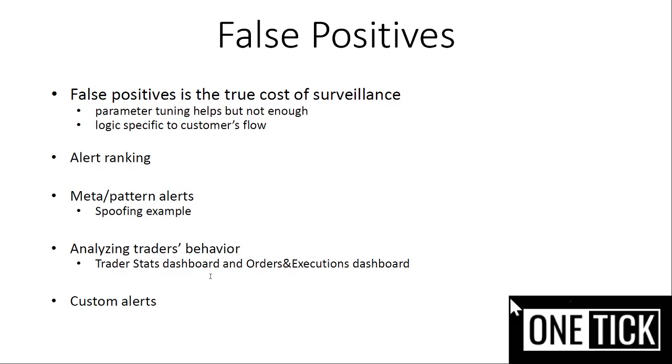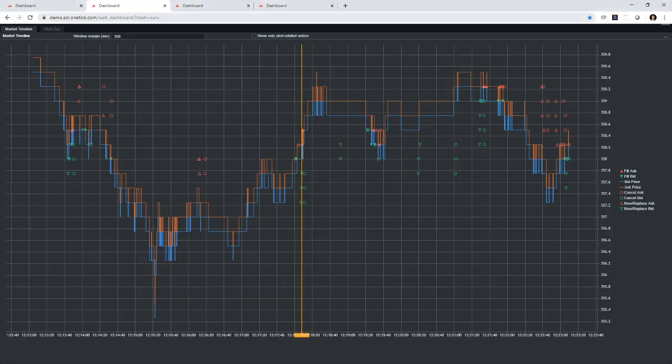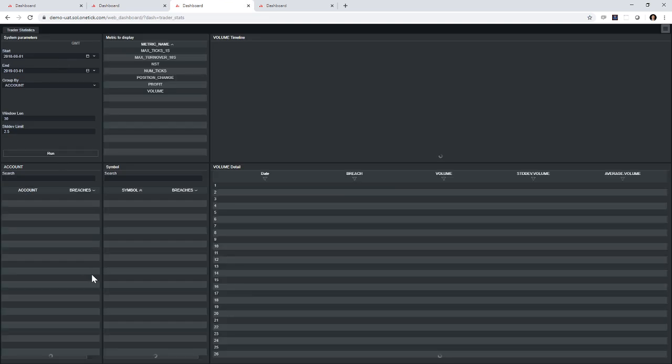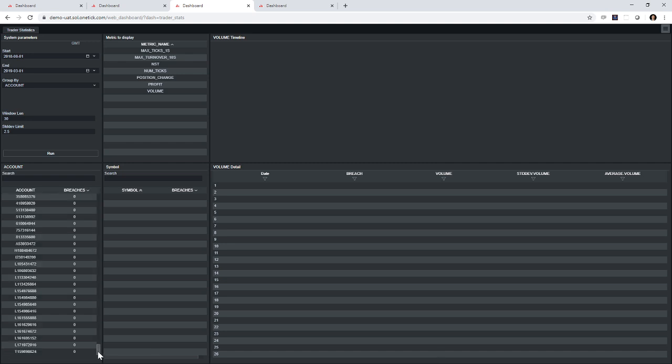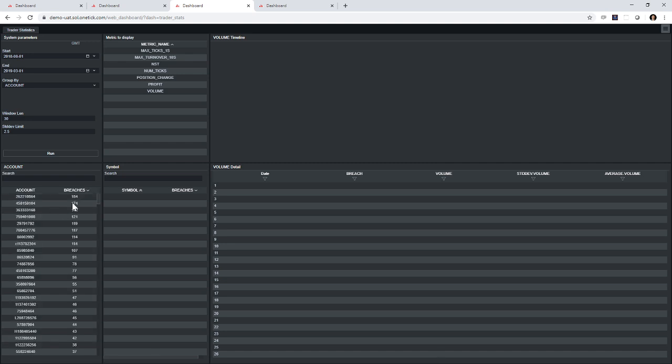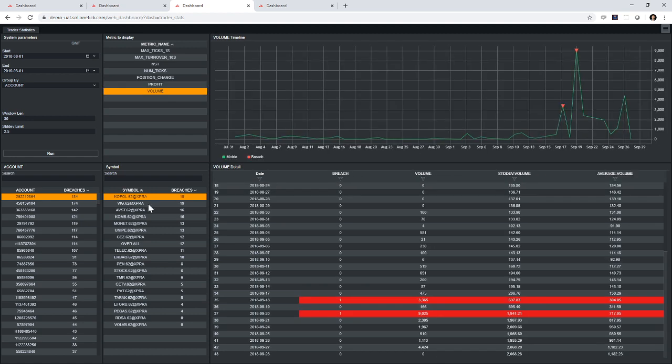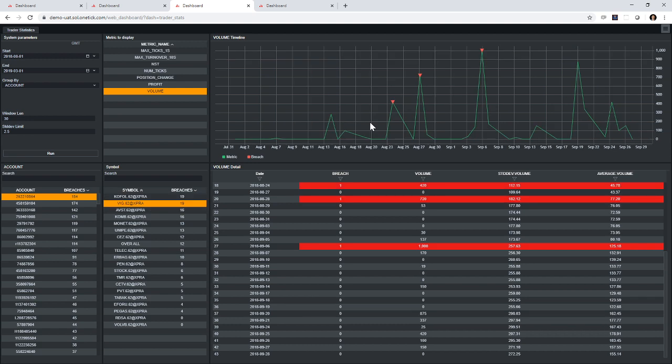Another tool that we provide lets you analyze a trader's behavior, and we call it the statistics dashboard. It lets you look at a number of metrics, and it highlights the deviations from the average for a given trader, or you can group by whatever category makes sense to you: account, trader, desk, client. So the metrics are configurable.